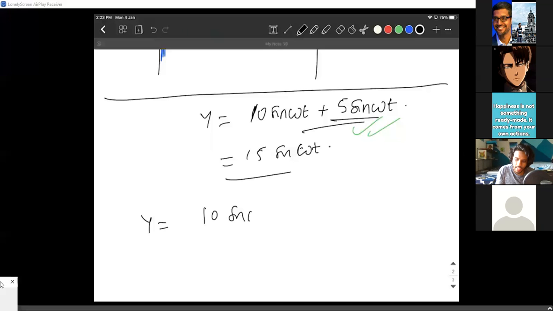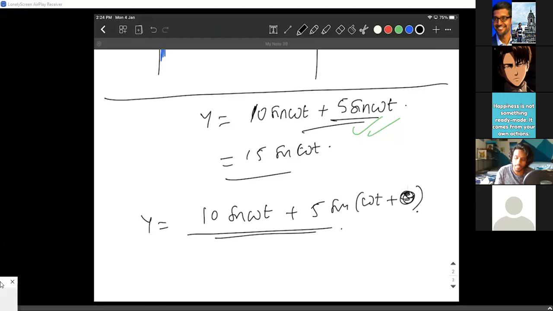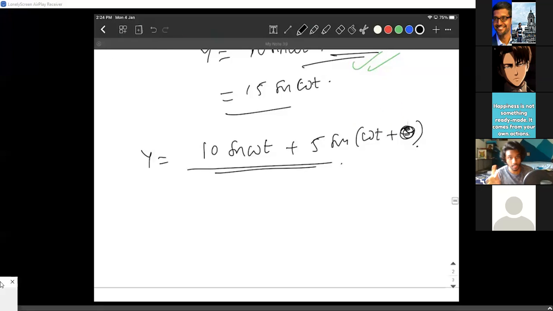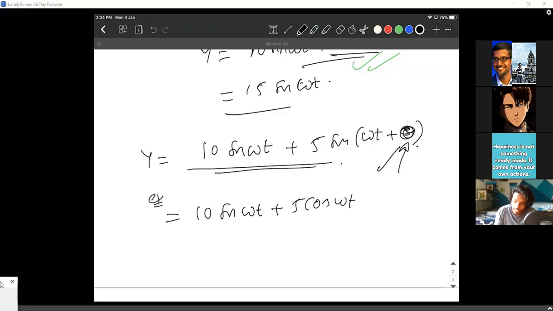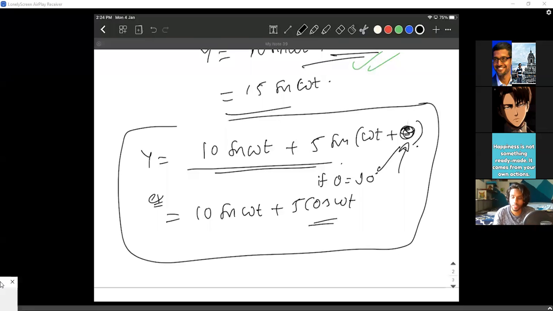But what if I say 10 sine omega t plus 5 sine omega t plus some 30 degrees, or some theta? Can you say this is an SHM? This is one thing. What if this theta is all the way 90, and you have to write this as 10 sine omega t plus, I'm just taking an example, 5 cos omega t. If theta is 90, this will become cos omega t. Is this an SHM? That is the question now.